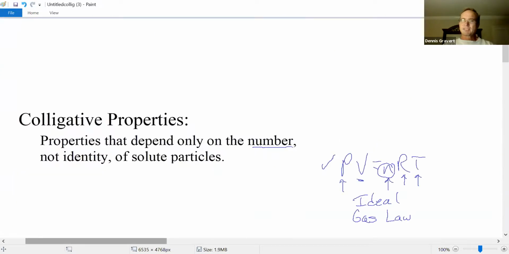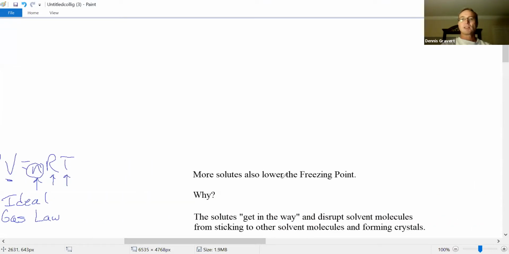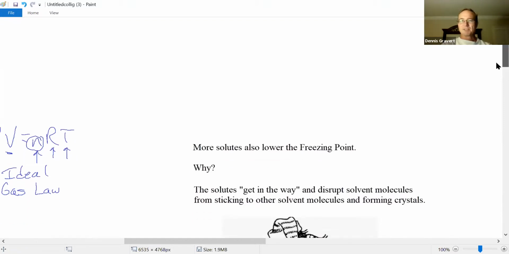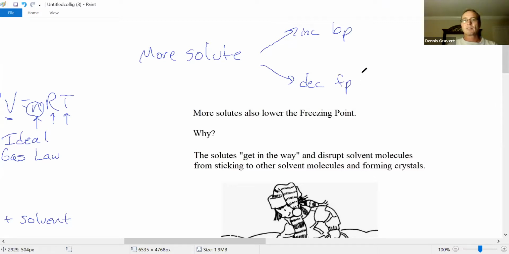All right, that's the second colligative property. First one was vapor pressure lowers as you add more solute. Second one is as you add more solute, the boiling point increases. Next one is if you add more solute, the freezing point lowers. Everything's opposite in chemistry, right? So we'll make a quick note here. More solute increases the boiling point, but it decreases the freezing point or the melting point.